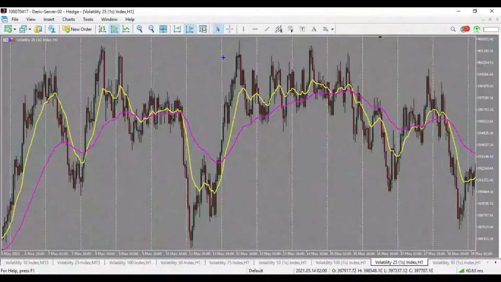Alright, so this is what I was talking about. Here we can see that this first peak and this second peak, they are not on the same level. This first peak is slightly above this second peak. Now this is for a double top. We can even see another double top right here, where we also get this first peak being slightly above the level of the second peak.